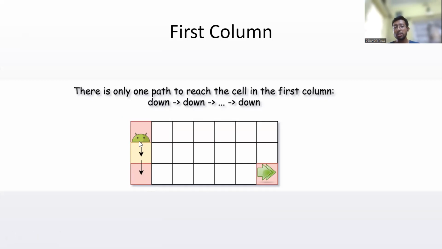So what we observed is that the number of unique ways to reach any cell in the first row, and the number of unique ways to reach any cell in the first column, is always one, right? So there is only one way to go to any cell in the first row, and only one way to go to any cell in the first column. And this will again help us to figure out our base case, right?